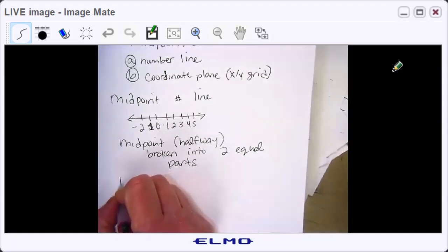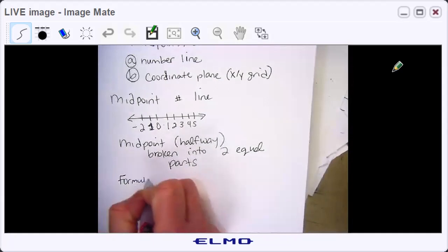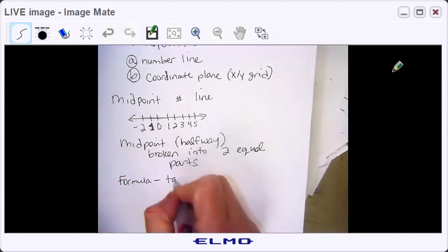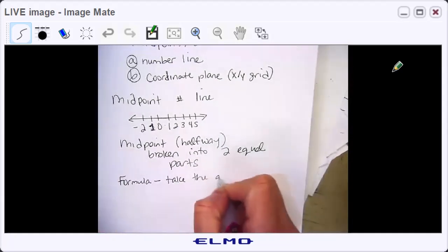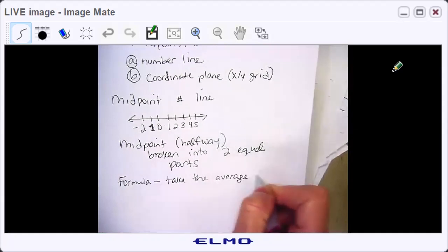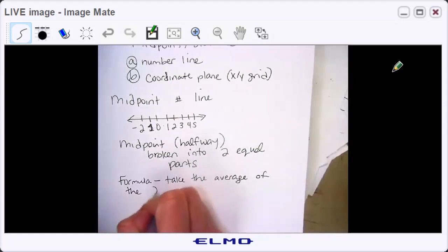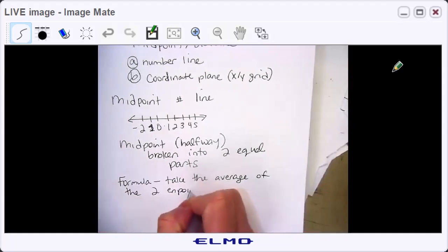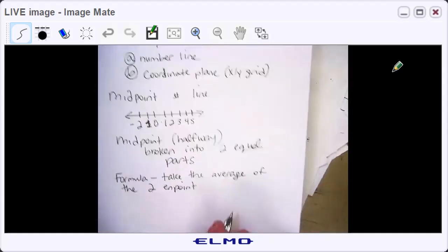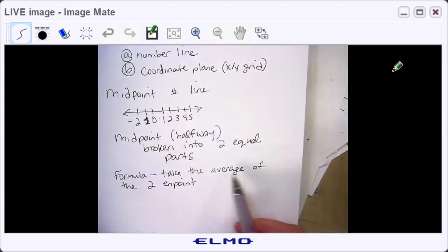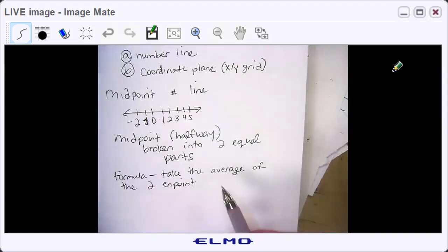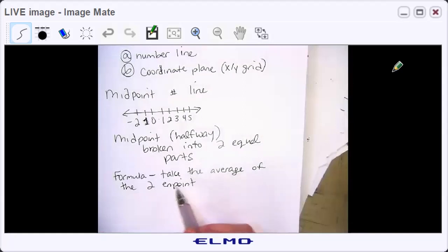So the formula or the process is to take the average of the 2 endpoints. If you remember from algebra, to take an average, which we also call a mean, means add up all the items and divide by the number of items. Well, if we're only taking 2 endpoints, we've only got 2 things to add. So we're adding those 2 things and dividing by 2. This always gives us the middle.